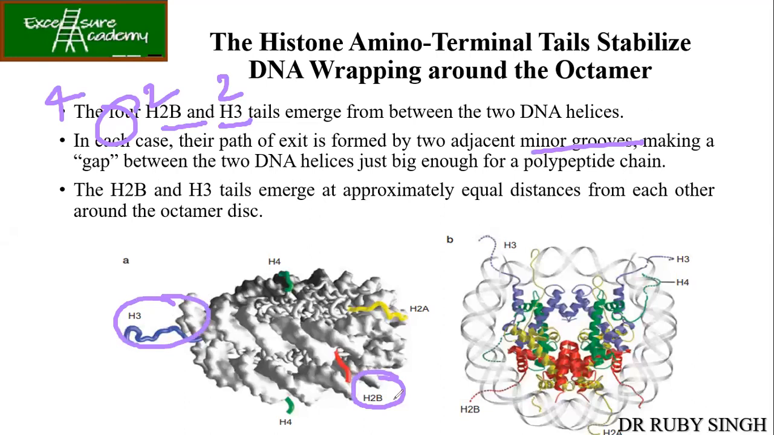And what you see is that they are emerging from the minor groove. So these tails of H3 and H2B are emerging from the minor grooves. Okay, this is one DNA, this is the other DNA. And if you look closely, you will see that it is actually coming out from the minor groove. Now, the H2B and H3 tails emerge at approximately equal distance from each other. So the distance between them is going to be the same. Similarly, on the other face also, they will emerge from here and from here. Okay.